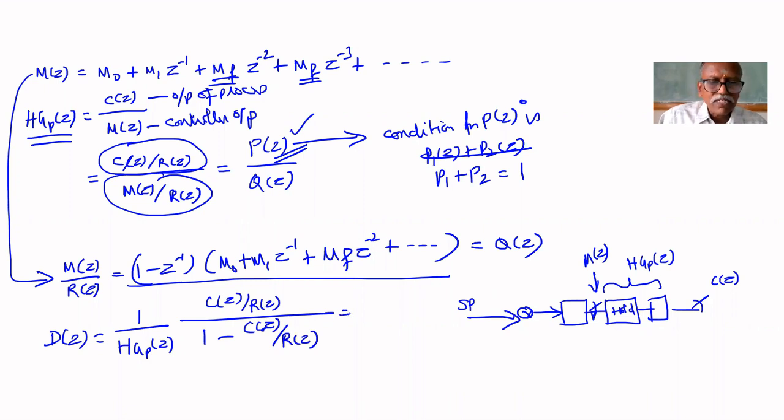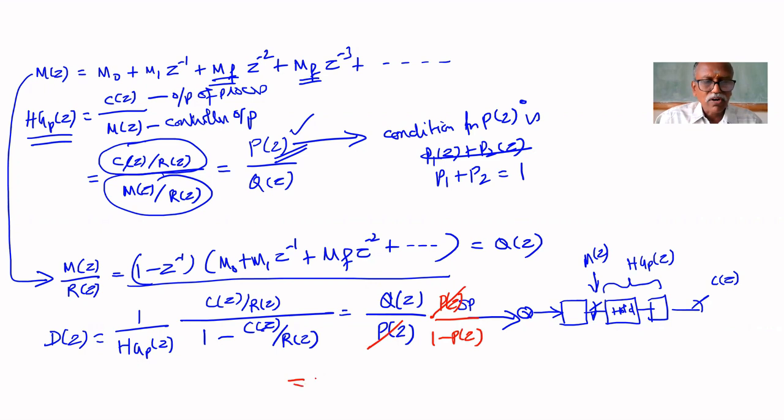C of Z by R of Z is P of Z. What is 1 by HGP of Z? HGP of Z is P of Z by Q of Z. Therefore, 1 by HGP of Z can be written as Q of Z by P of Z, multiplied by P of Z upon 1 minus P of Z. P of Z gets cancelled. Therefore, D of Z equals Q of Z upon 1 minus P of Z. That's all. The controller is nothing but Q of Z upon 1 minus P of Z.